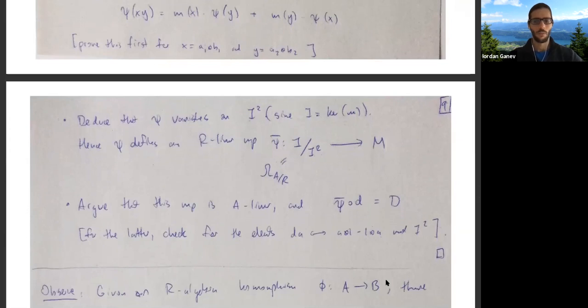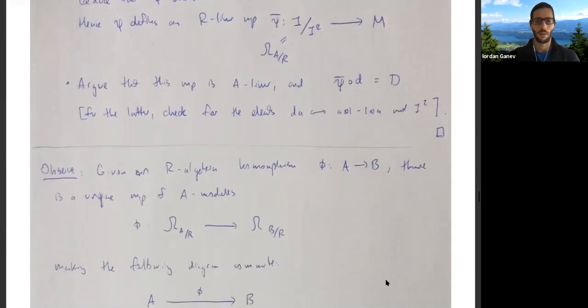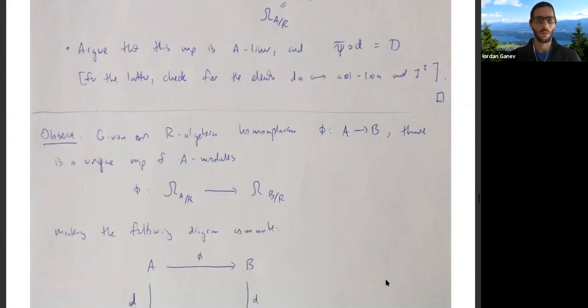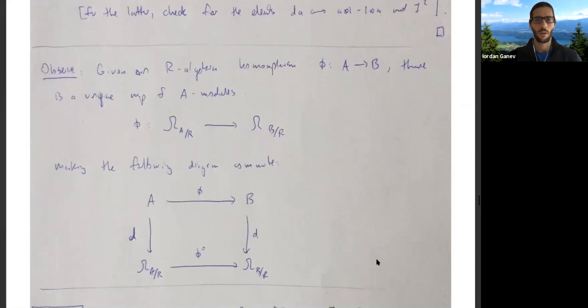We saw above that there was a nice interaction with derivations when we had algebra homomorphisms. So what happens with Kähler differentials? Well, the map goes the same way. When we have our algebra homomorphism from A to B, then we get a map of A-modules from the Kähler differentials of A over R to the Kähler differentials of B over R. And this diagram commutes. I guess this should be phi superscript 0.